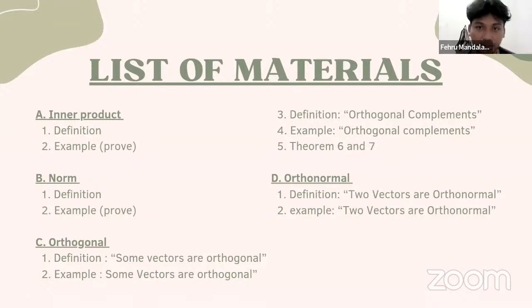So this is the outline of our materials. First of all, we will discuss the inner product, both the definition and example, and then we move on to norm, orthogonal, and lastly orthonormal.